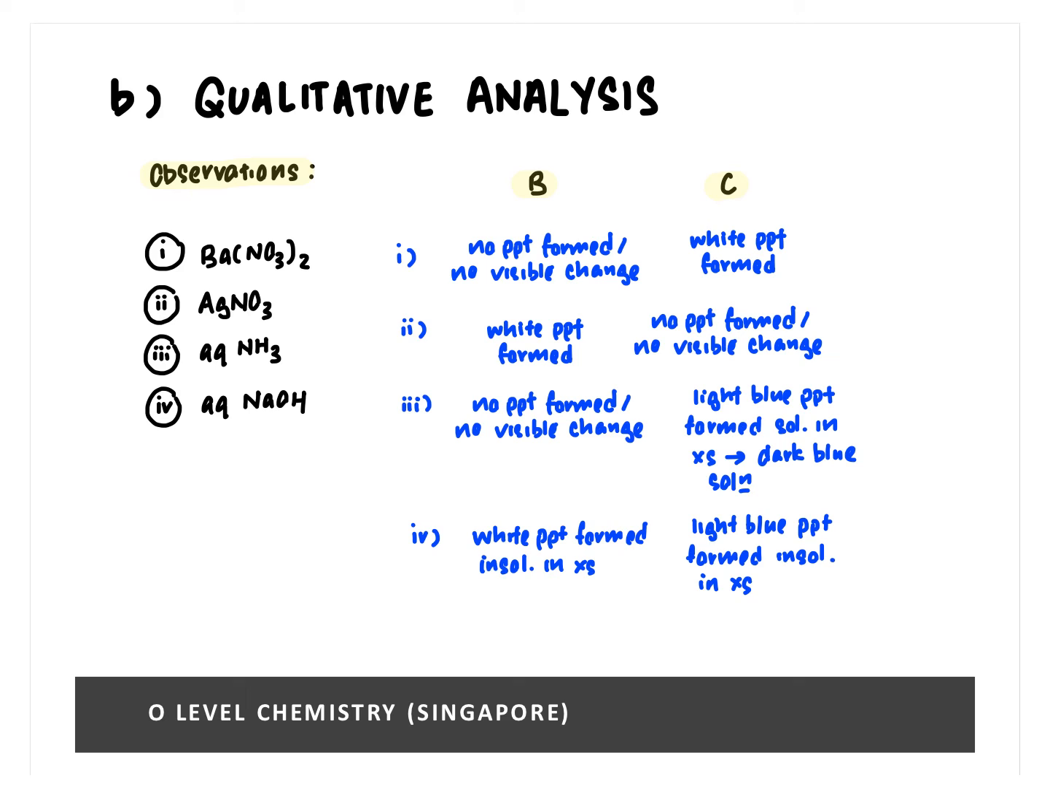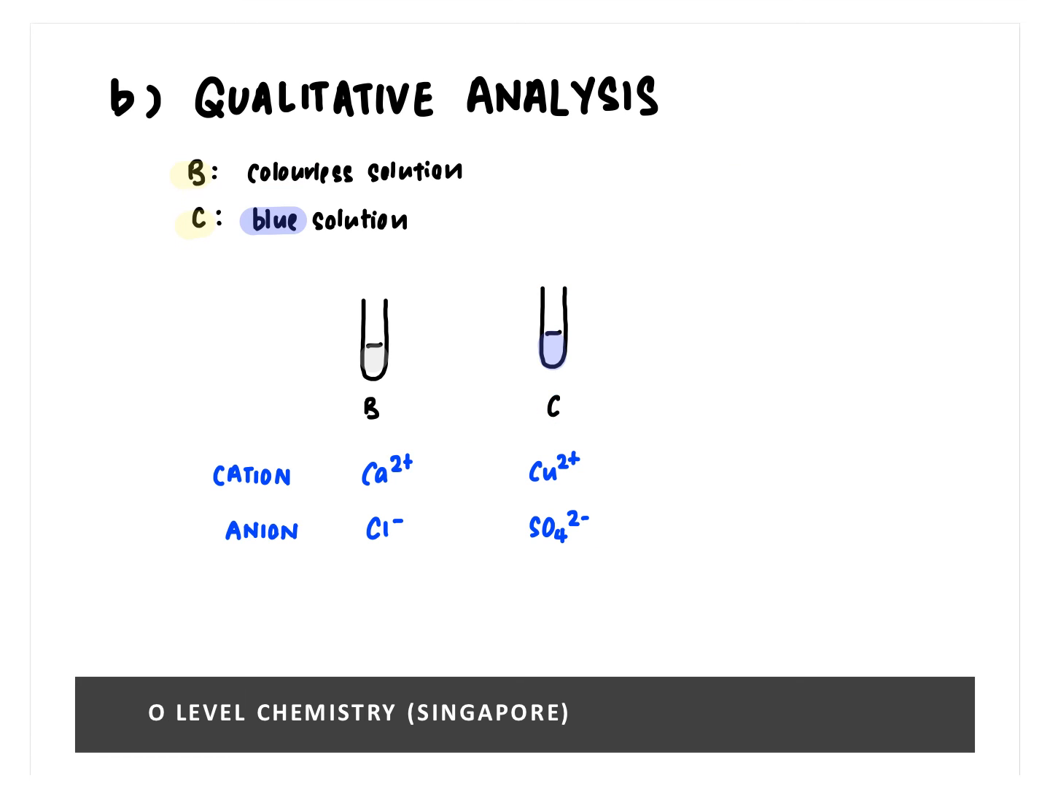For the cation in B, that one you need to really carry out. If you add aqueous ammonia, you shouldn't have seen any PPT. That is a giveaway. And then when you add sodium hydroxide, you should see a white PPT, insoluble in excess. With those 2 observations, you should be able to conclude that B contains calcium ions and chloride ions, and C contains copper 2 ions and sulfate ions. Since the question requires you to identify only, you may write the formula or you may write the name.